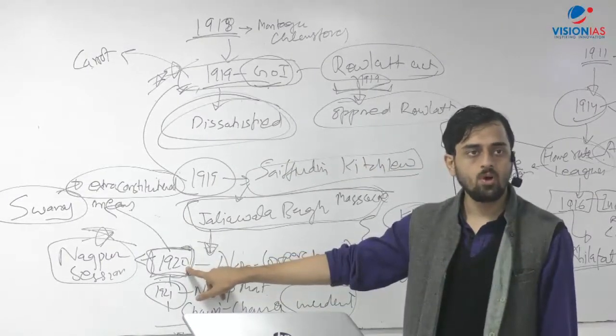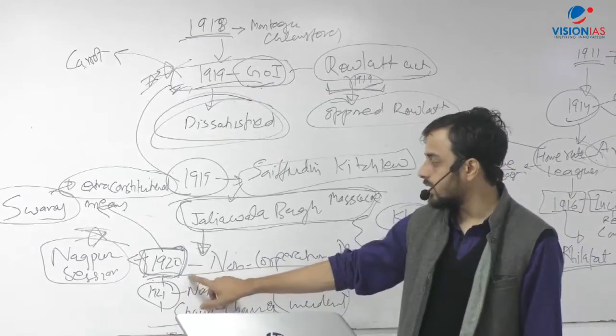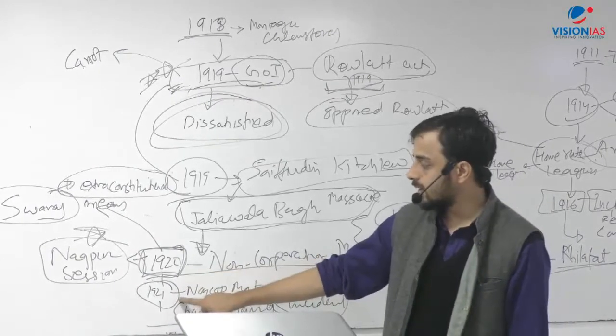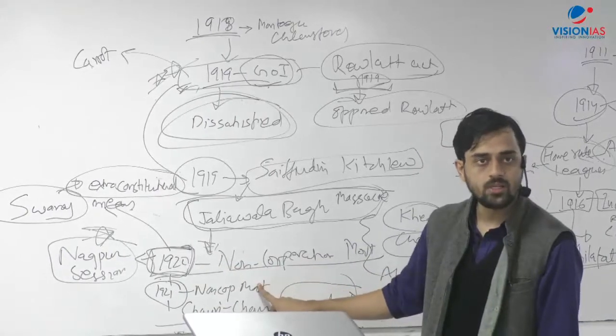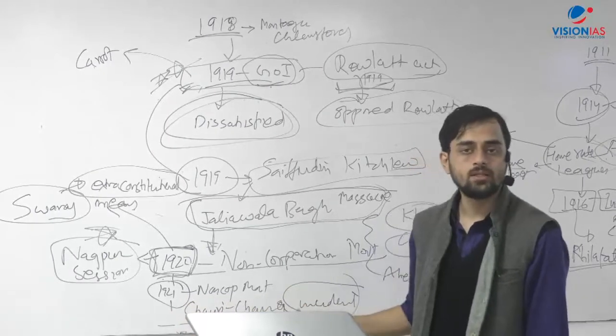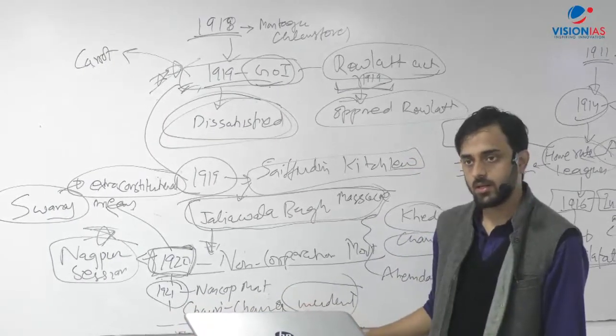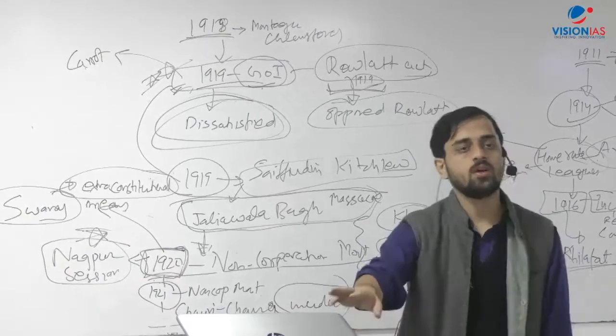1920 was the non-cooperation movement. After that, the resolution for the non-cooperation movement was passed in 1920. In 1921 it was initiated, and it stopped after the Chauri Chaura incident that happened in UP in 1921-22. Okay, nothing else is written. Chauri Chaura, that's it.